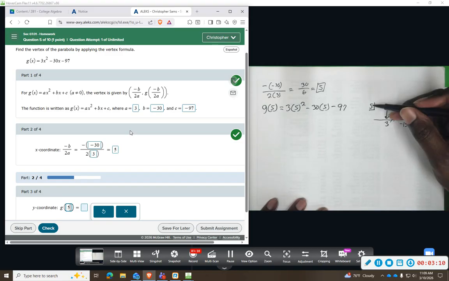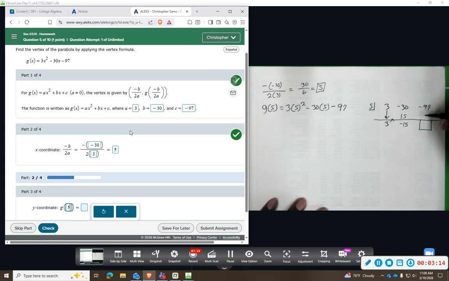And then you repeat. This number 5 multiplies this number here. 5 times a negative 15 gives me a negative 75. And then they're both the same sign, so we'll add them. 97 and 75 give me 172, so a negative 172. So this would be our y value. It's the same thing we would get if we were to plug that in.